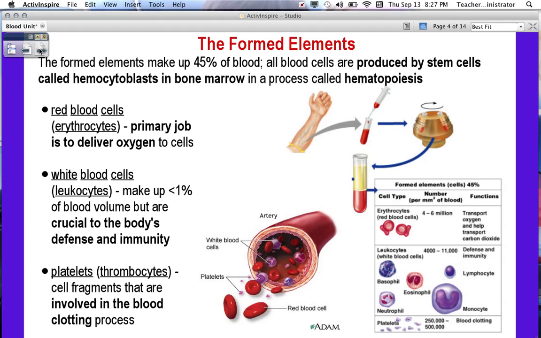And then finally, the last formed element is known as platelets, or what we can call thrombocytes. And those are really just cell fragments rather than whole cells. And their job is to be involved in helping the blood clot.